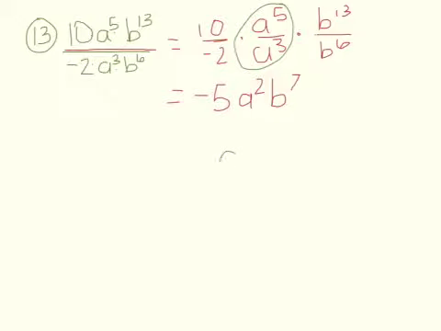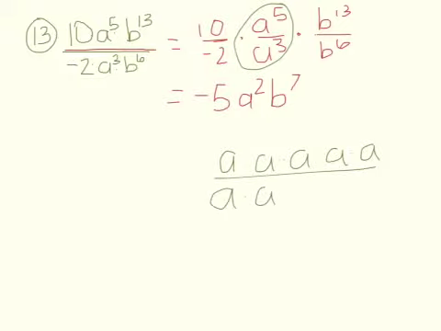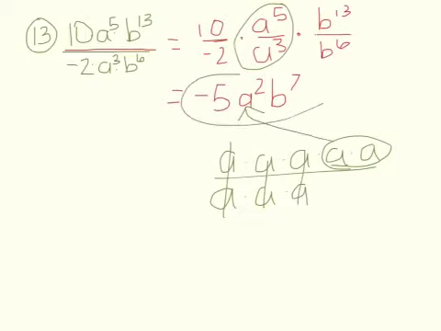A to the 5th means a times a times a times a times a over a to the 3rd means a times a times a. And 3 of those are going to cancel each other. So all that's left are a times a, which is the same thing as a to the 2nd power. So again, don't forget that if you don't remember the rules, expand it out and then you'll see what to do.